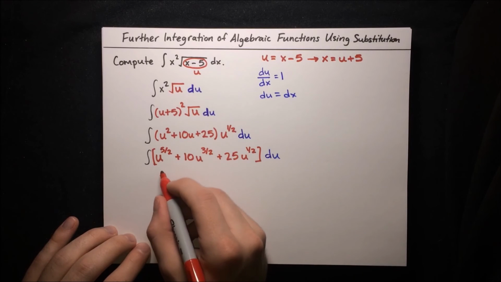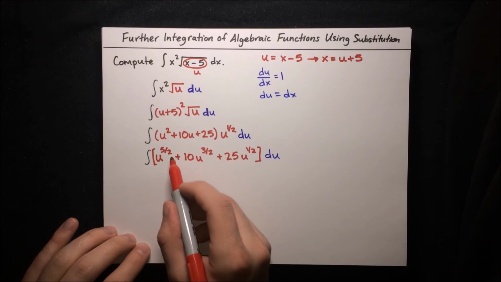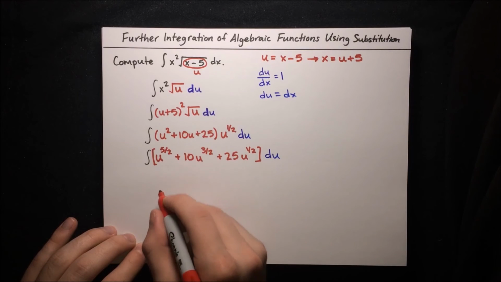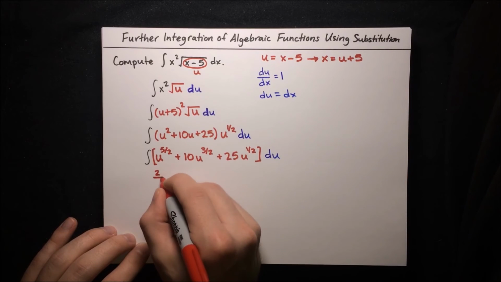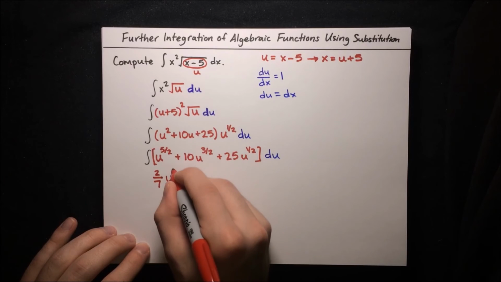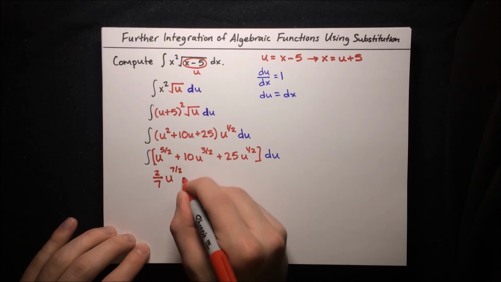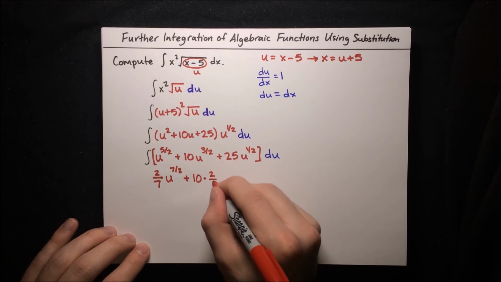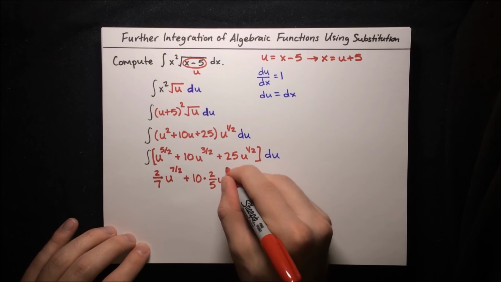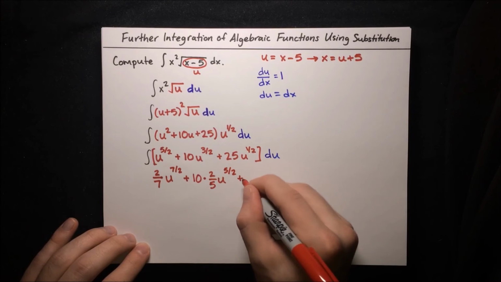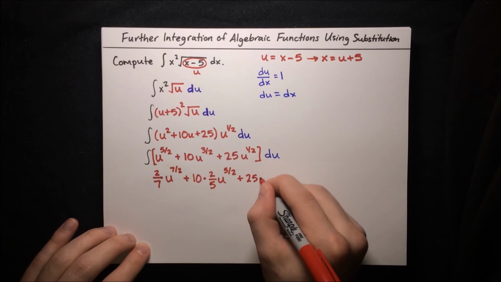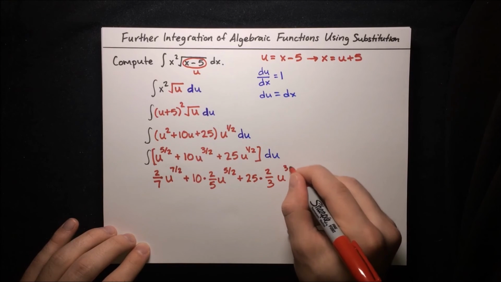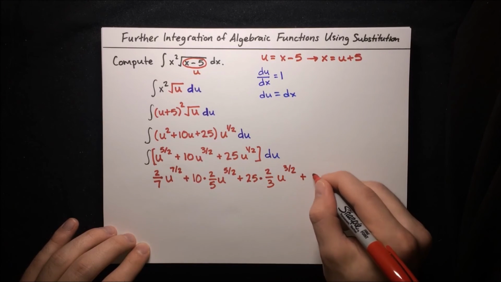Integrating then, we have the integral of u to the 5/2. I'll just add 1 to that exponent. 5/2 plus 1 is 7/2, and then flip it, so 2/7 times u to that exponent 7/2, and then do the same thing for these other ones. So plus 10 times 2/5 u to the 5/2, plus 25 times 2/3 u to the 3/2 plus our constant c.